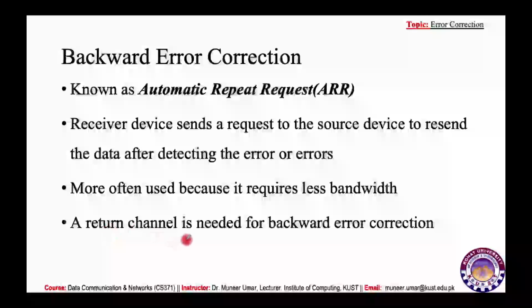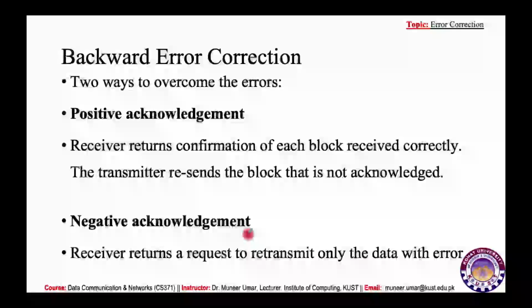A return channel is needed for backward error correction. So there must be some mechanism so that the receiver also sends information about the received data to the sender. For that purpose, the backward channel is also required. There are two ways for backward error correction. The first one is positive acknowledgement, and the second one is negative acknowledgement.